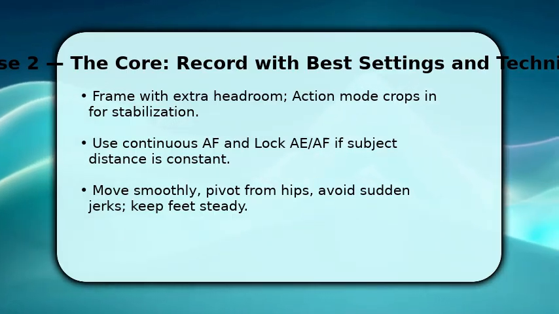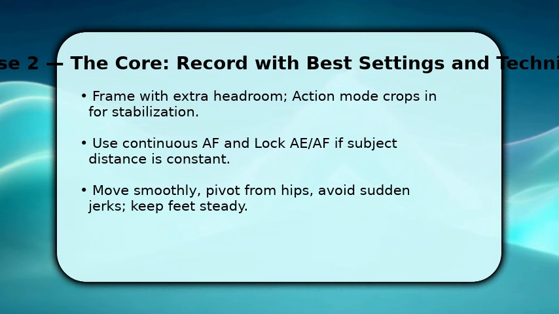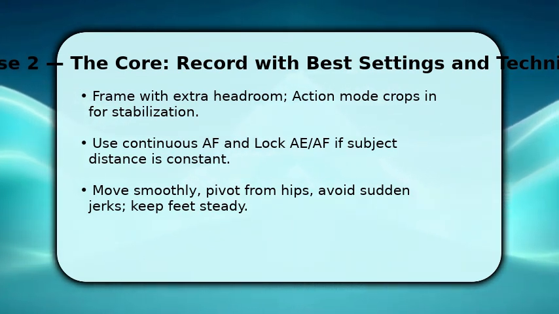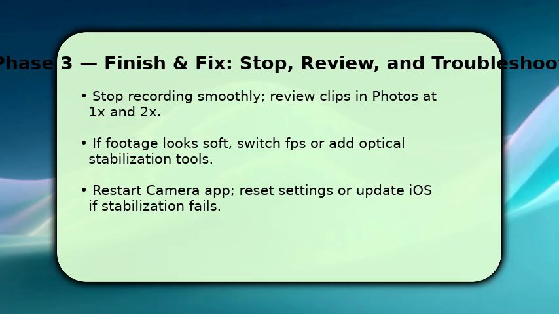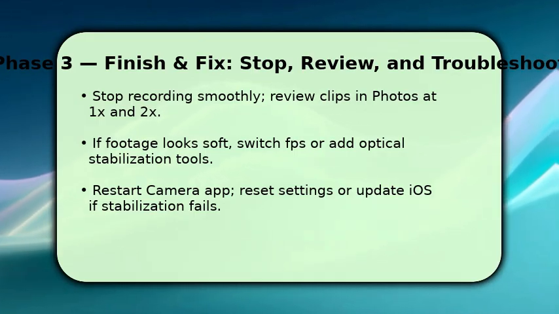If needed, finish deliberately. Stop recording with a steady motion, then play back your clip at 1x and 2x to inspect stabilization and sharpness. If the footage appears soft or overcropped, try a different FPS or add a small gimbal or lens attachment to reduce digital correction.